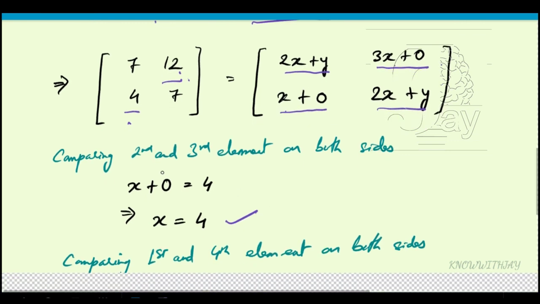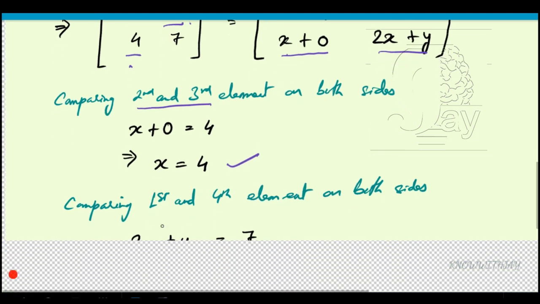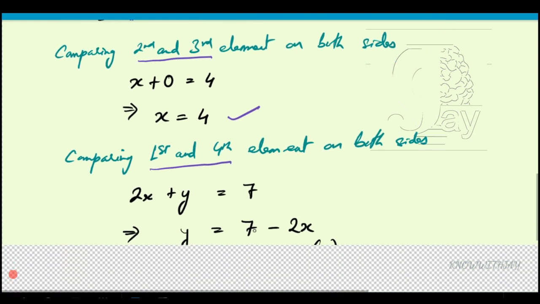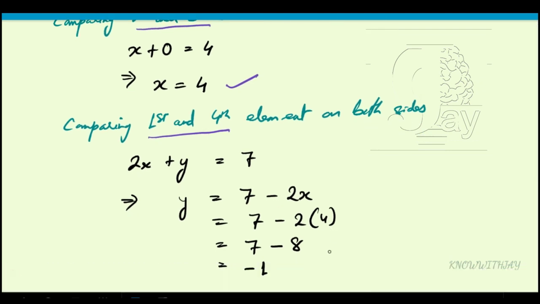Okay, so comparing the second or the third element, whichever you want, and comparing the first or the fourth element, whichever you want, again on both sides we get 2x plus y equals 7, and hence y equals minus 1. So x is 4 and y is minus 1.